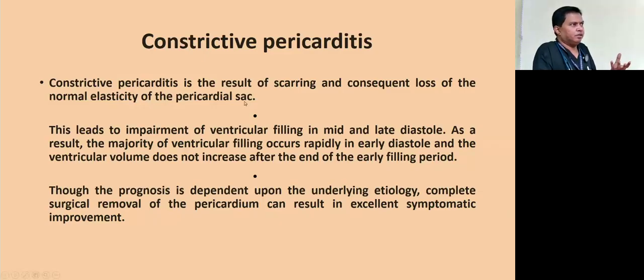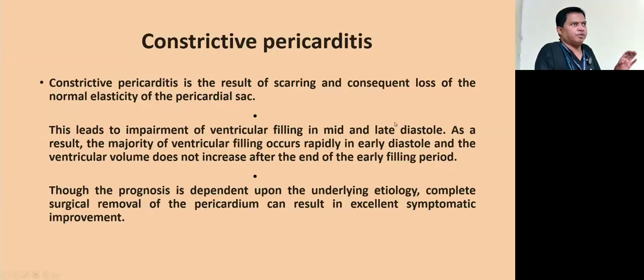In diastole, during ventricular relaxation, the blood has to go to both the ventricles, the LV and the RV. But here there is impairment in the ventricular filling. That is classical in constrictive pericarditis. It leads to impairment of ventricular filling, especially in mid and late diastole. So it is a diastolic phenomenon, diastolic dysfunction.